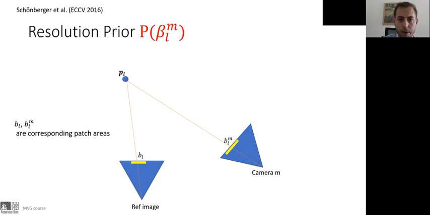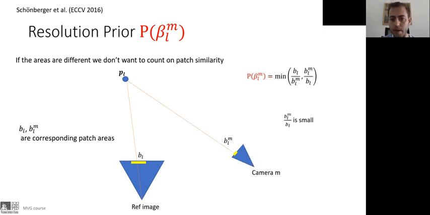Another prior is the resolution prior. Basically, when we compare patches, we want their resolution to be similar. So we define the area of the patch of the reference camera and the source camera M, such that we want to avoid cases where there is a large ratio difference between the patches. So, for example, in this case, BLM divided by BL is very small, so I want to give small probability for sampling camera M.